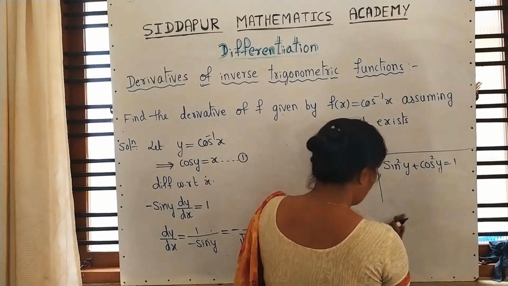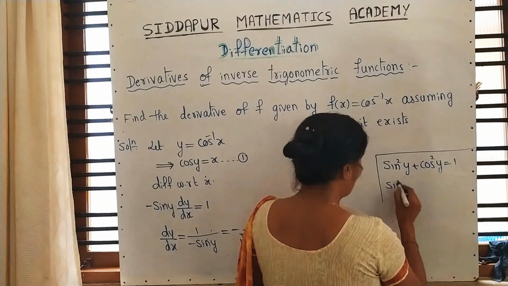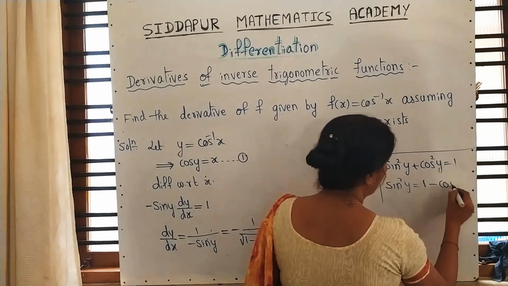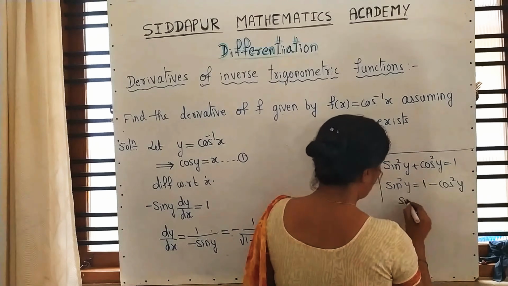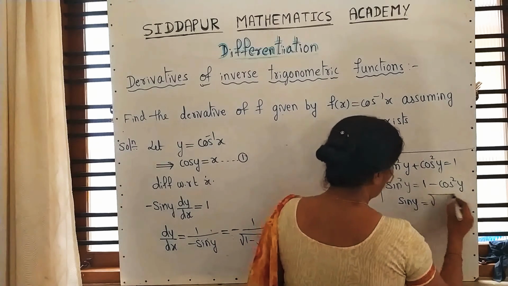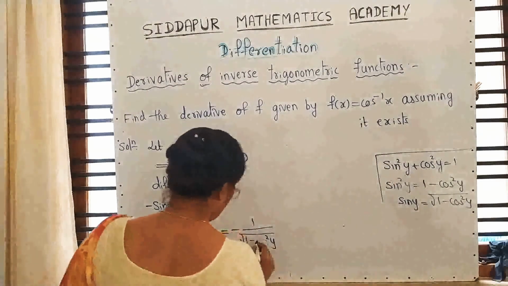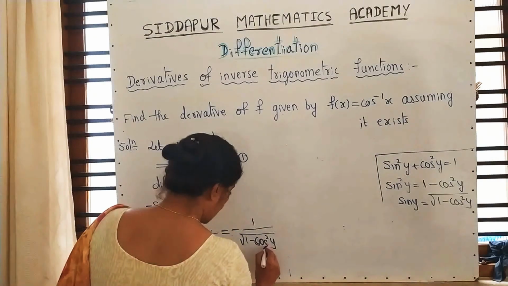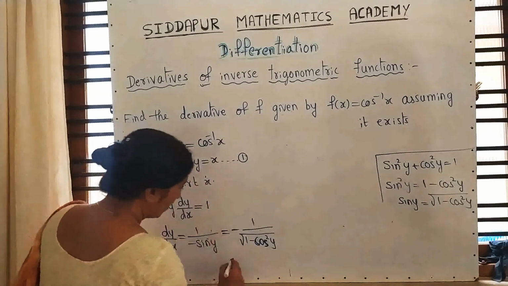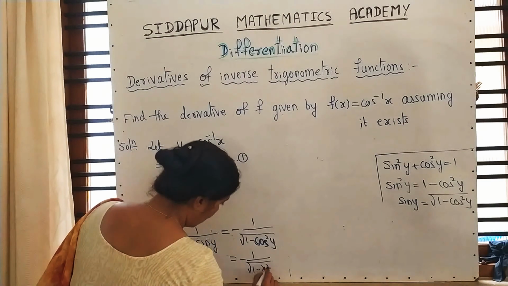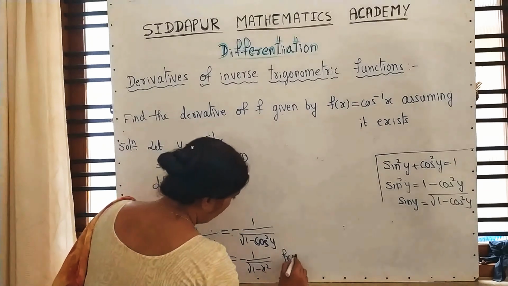Sin square y is equal to 1 minus cos square y. Sin y is equal to root of 1 minus cos square y. And cos y is what? Cos y is x. So it is root of 1 minus x square from equation 1.